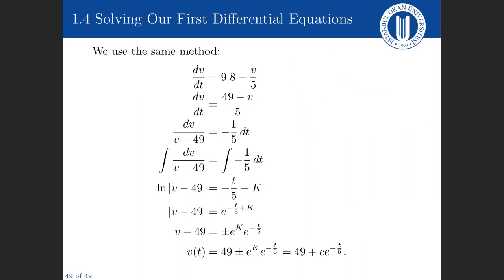Yes, that's right. Instead of plus or minus e to the power k, which is just some number we don't know, we can give this a new name and we can just call this c. Plus or minus e to the power k is just some number that we don't know. c is just some number that we don't know. Instead of writing it in the complicated form, we can just give it a new letter. Just plus c is an easier way to write this.